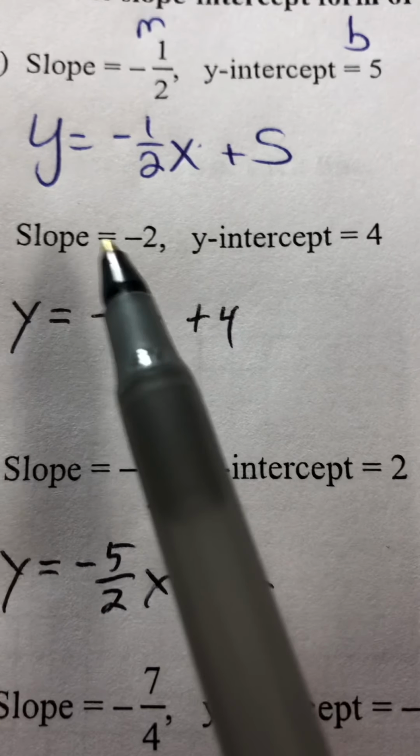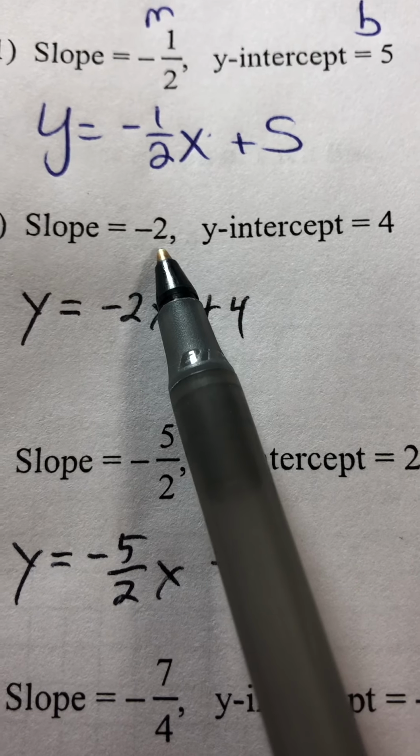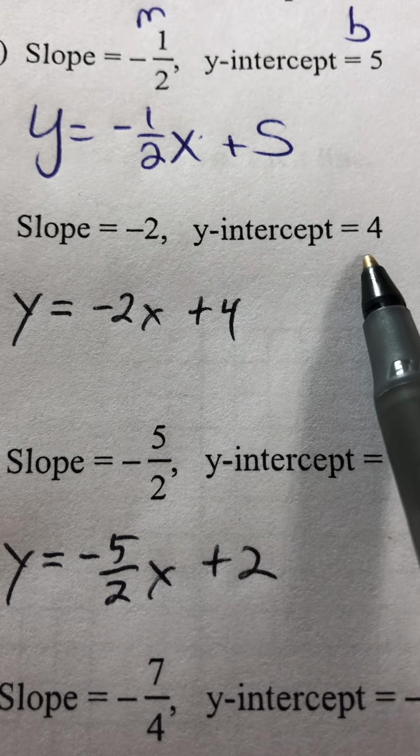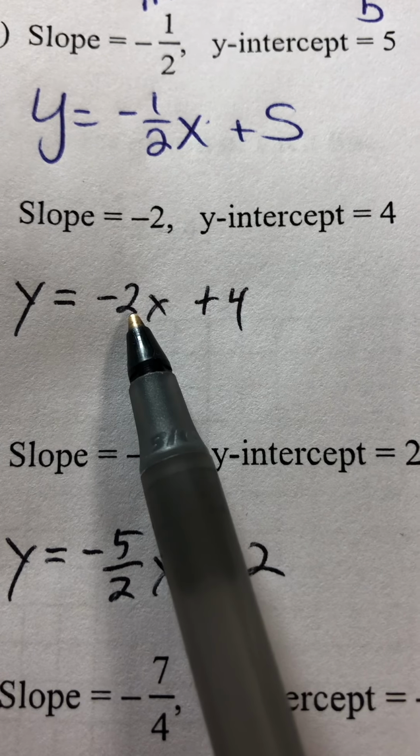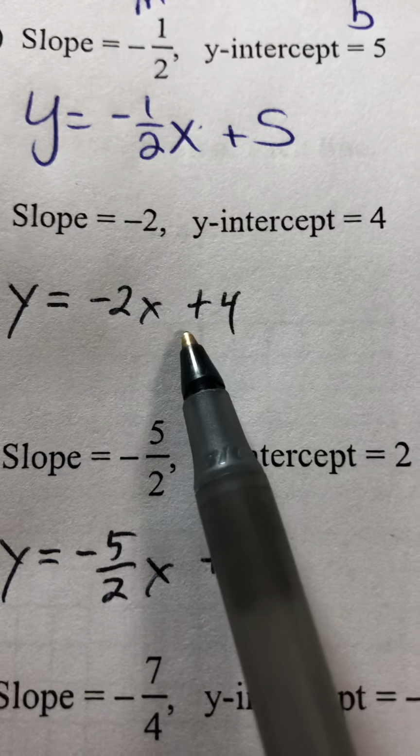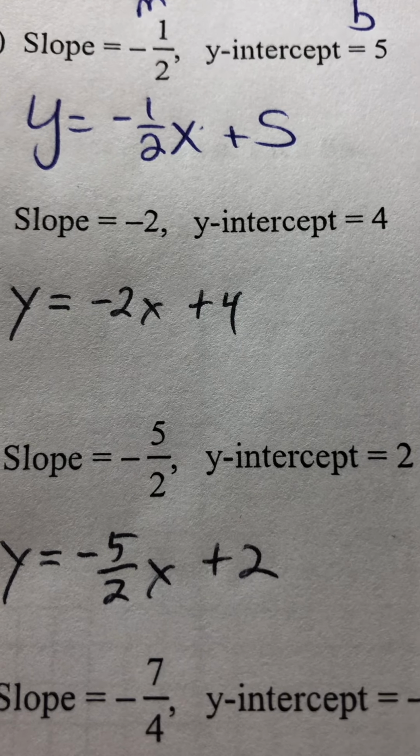Let's do this one. Y equals mx plus b. So negative 2 is my m, my slope. My y-intercept is plus b.